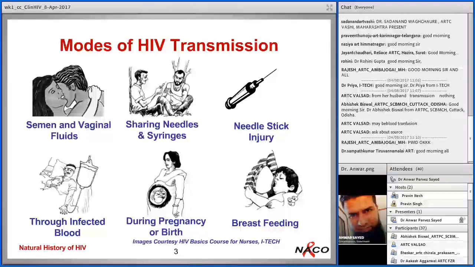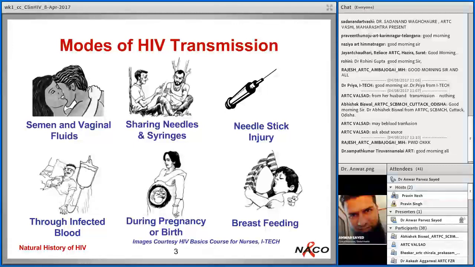Needle stick injuries usually happen at the workplace, for example, hospitals or other dispensaries. So that is one, but the risk of transmission is low. I'll come to the risk of transmission in the next slide. Then through infected blood and blood products: if someone is injected with HIV positive blood, then there is a very high risk of HIV transmission, almost 100%.